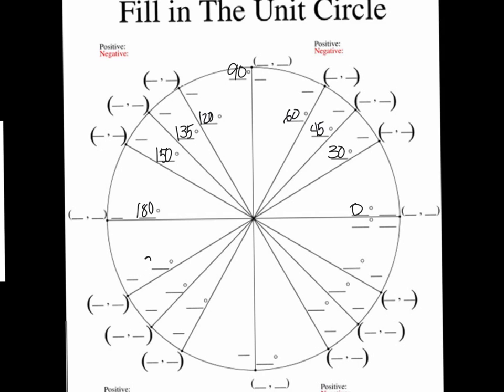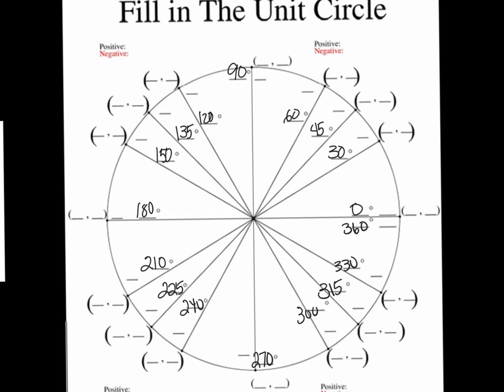180, 210, 225. These are all degrees. 240, 270, 300, 315, 330, and 360. So those are the degree measures you need to have memorized for the unit circle.